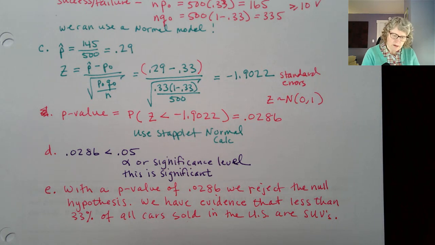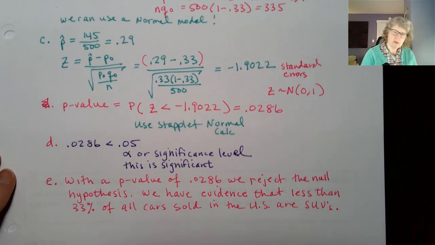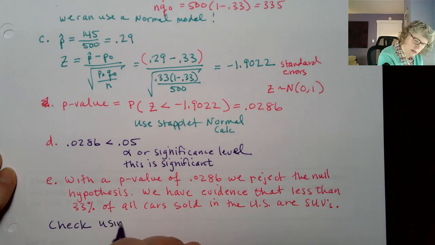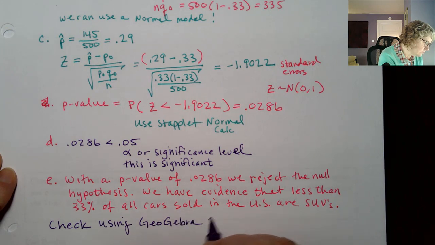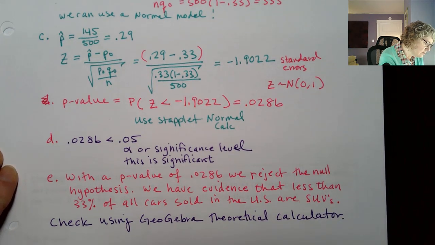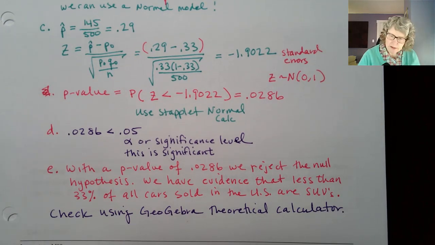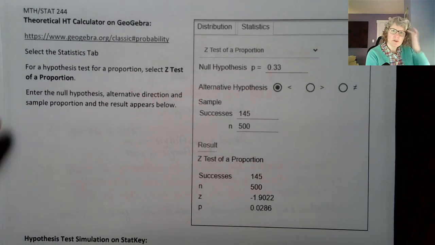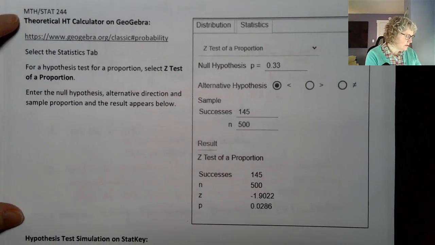Okay, now that is our full test, okay? All the steps. There's one more thing I want to do, and that's a check using our theoretical calculator. So this is a great tool to have. Check using GeoGebra theoretical calculator. Okay, and that is on the second page of that handout. That's the supplement. Really similar to the confidence interval one that I showed you in the last video.